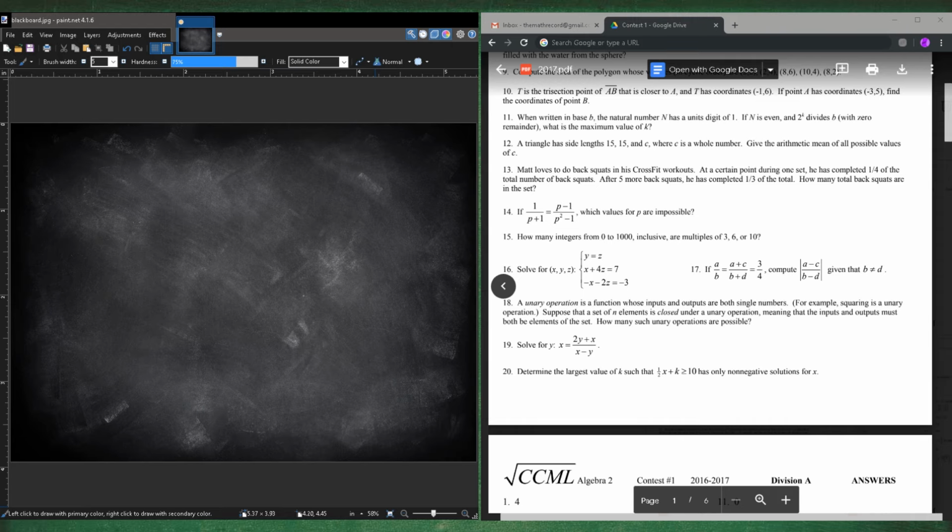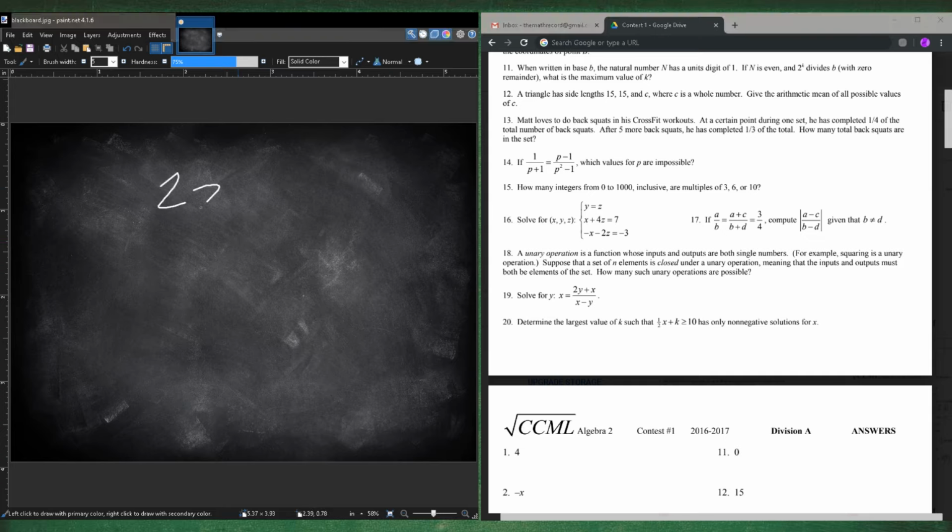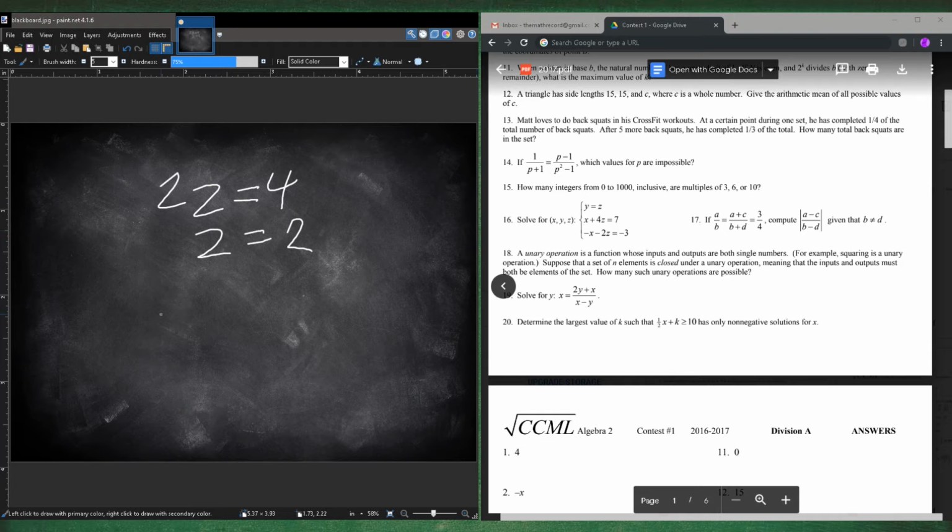Okay. 16. Solve for x, y, z. y is equal to x, x plus 4z is equal to 7, and negative x minus 2z is equal to negative 3. So let's just focus on the last two equations. You add them together, so you get 2z is equal to 4. So z is equal to 2. Since z is equal to 2, the first equation tells us that y is also equal to 2.